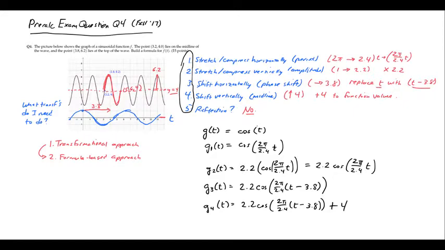Let me write this down. 2.2 cosine of 0 plus 4. This is when t is 3.8. And that is 2.2 times 1 plus 4, and that is 6.2. And that's exactly what I wanted here, 3.8 comma 6.2.